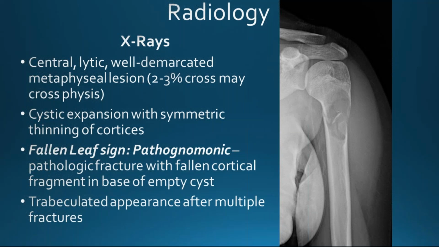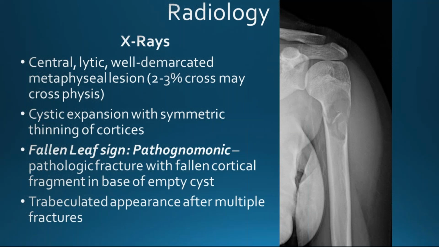In X-ray, you might see a central lucent, well demarcated metaphyseal lesion, with cystic expansion and symmetric thinning of the cortex. And the pathognomonic sign is the fallen leaf sign. You see a bone fragment in the cavity, that is known as the fallen leaf sign. This is a pathological fracture with a fallen cortical fragment in the base of the empty cyst. This is why it is known as the fallen leaf sign.